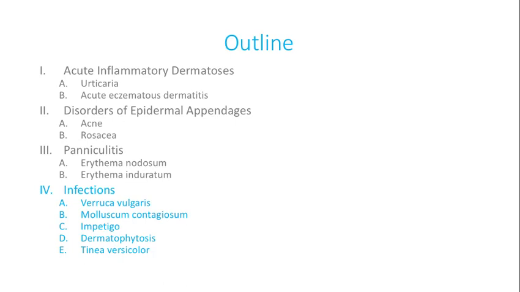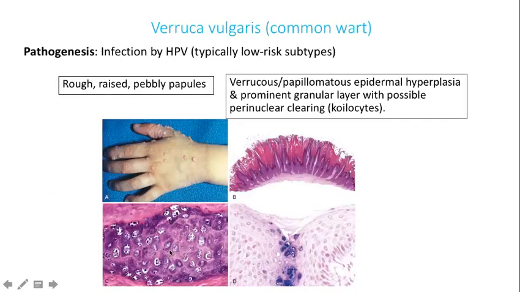So we're going to end our talk with some infections. Warts and molluscum are caused by viruses. Impetigo is a bacterial infection, and then the dermatophytes and tinea versicolor are fungal infections of skin. Verruca vulgaris is the common wart. When it happens on plantar and palmar surfaces, we call them plantar warts. We have flat warts. All of these are just different manifestations of human papillomavirus infection.